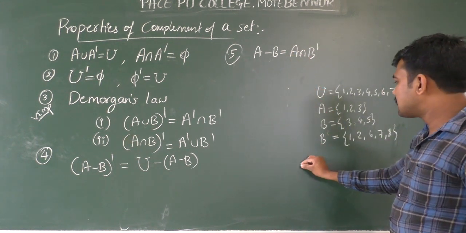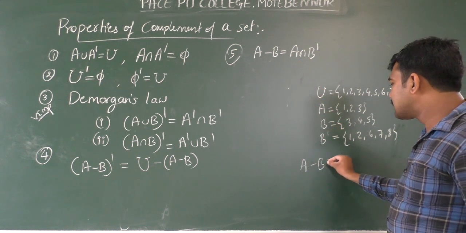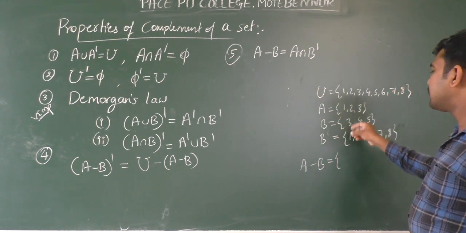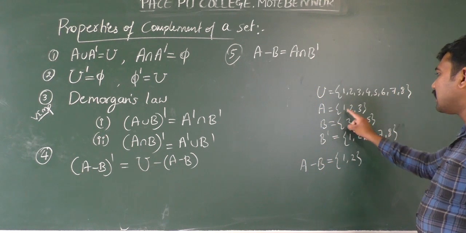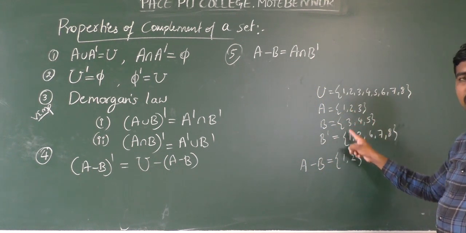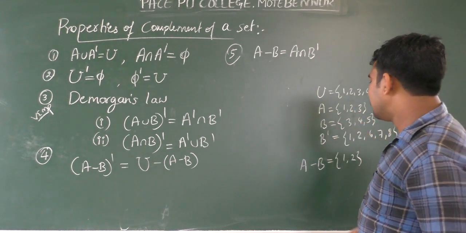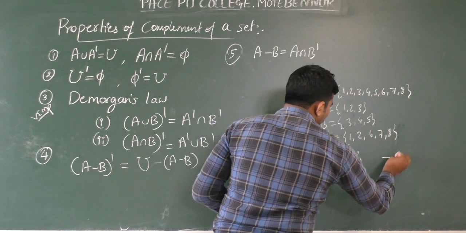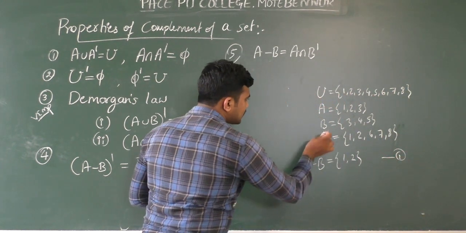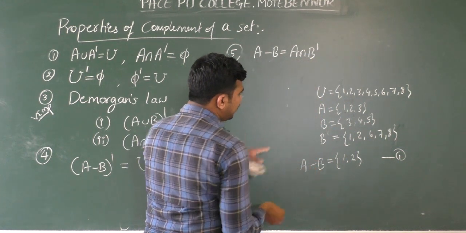A minus B means the set of all elements of A which are not in B. So which are the elements in A which are not in B? That is 1, 2 which are not in the set B, isn't it? Now this is equation number 1, LHS. Now it is A intersection B dash.